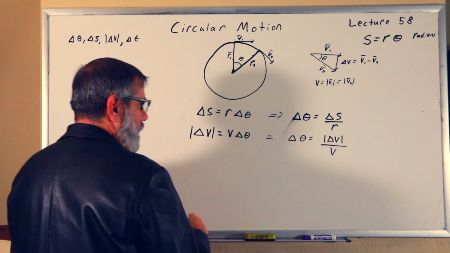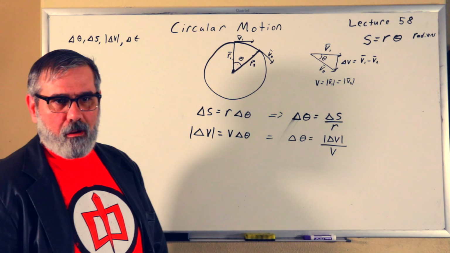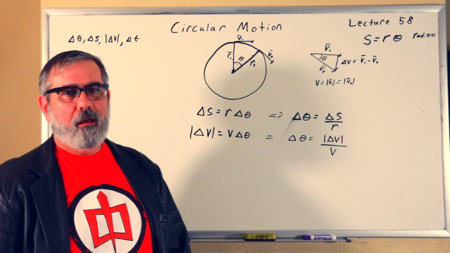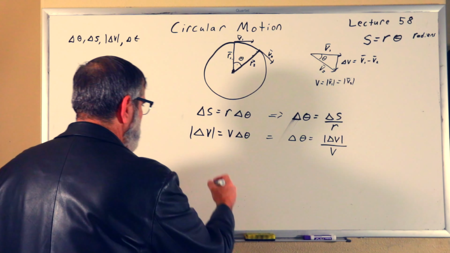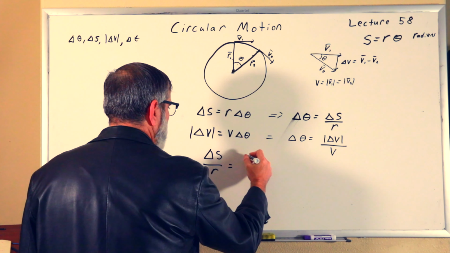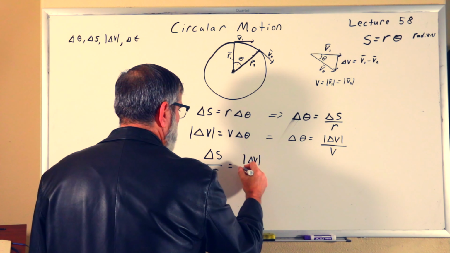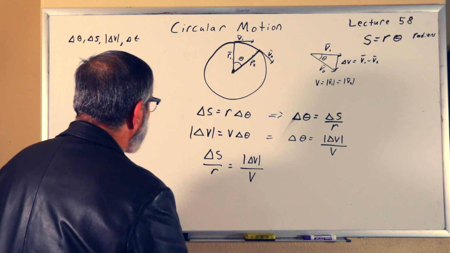Now, can anyone guess what I'm going to do next? I've got two things that are equal to delta theta, so they must be equal to each other. There's a transitive property here. So we can write that delta s over r is equal to the change in velocity up here over v. Now I want to introduce time into it. So what does time have to do with it?